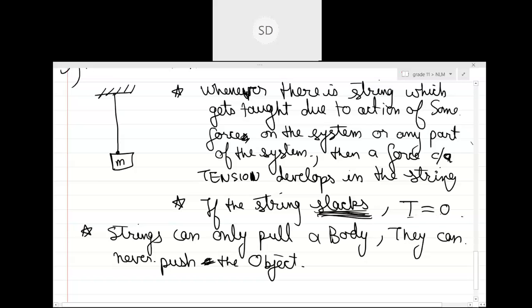Shall I write it in words? If tension is zero, the string will slack. The string may even break, but I'm talking about when the string almost slacks. When the string will break, the tension will become zero and the string will slack. Is slack clear?